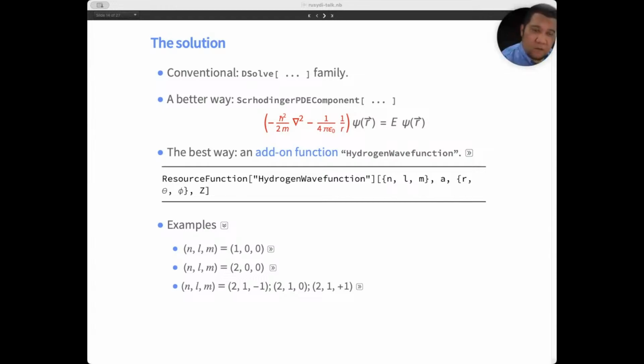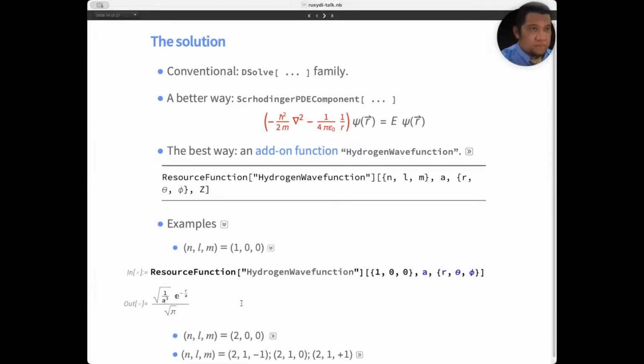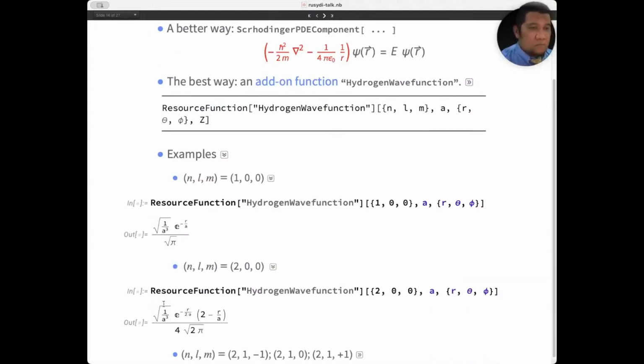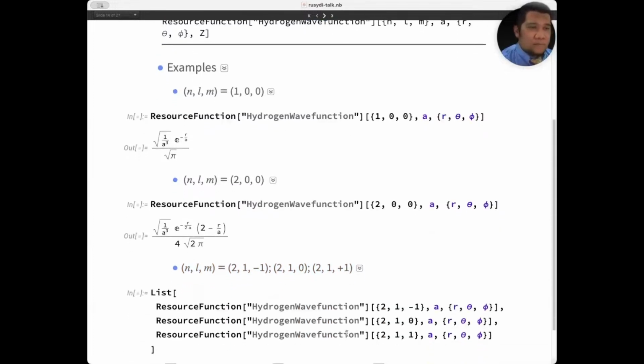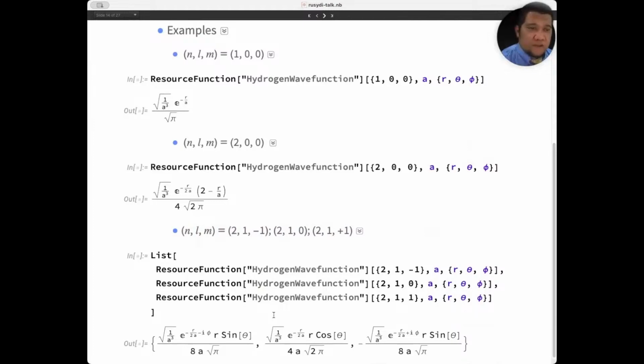The syntax contains quantum numbers n, l, m, Bohr radius a, spherical coordinates r, theta, phi, and nuclear charge Z, which is equal to 1 for hydrogen atom. And here is some example for 1, 0, 0. Then 2, 0, 0. And 2, 1, minus 1, 2, 1, 0, and 2, 1, plus 1. Very fast, very simple.